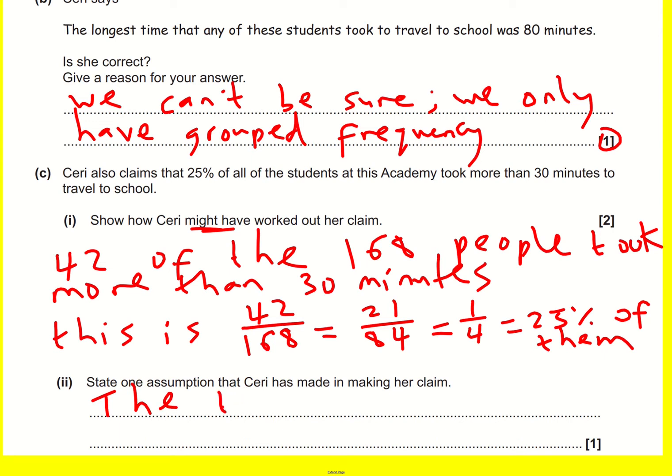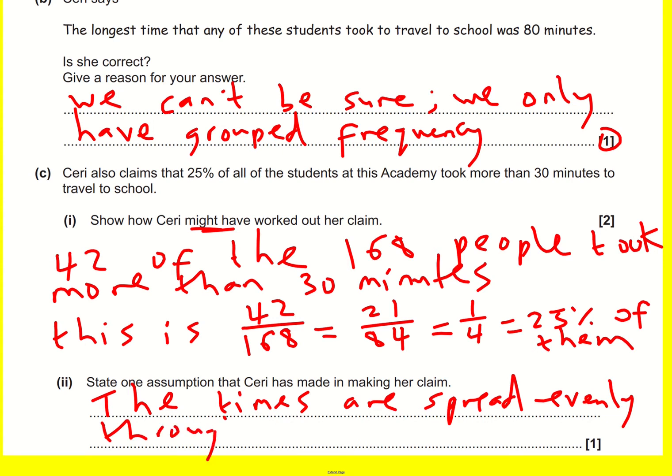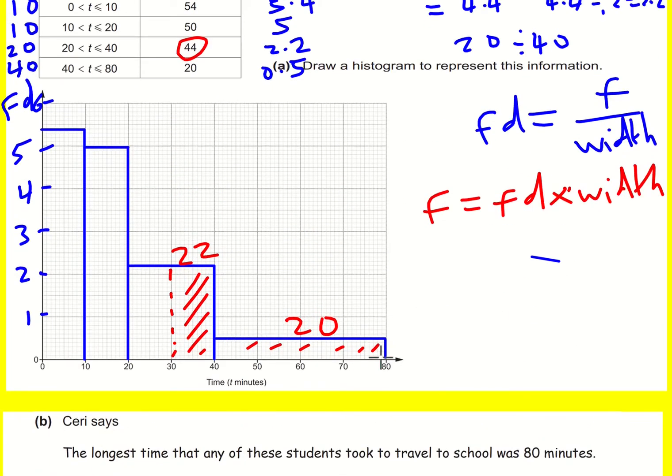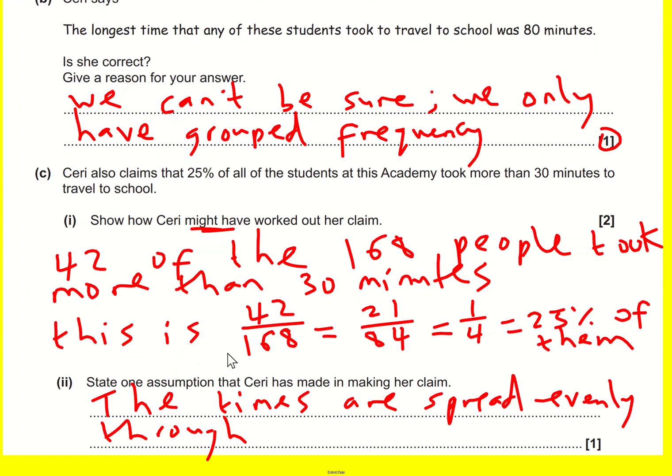The times are spread evenly through, I mean, it actually doesn't matter for the 40 to 80 whether they're spread evenly, but especially for the 30 to 40 interval, spread evenly through the 30 to 40 interval.